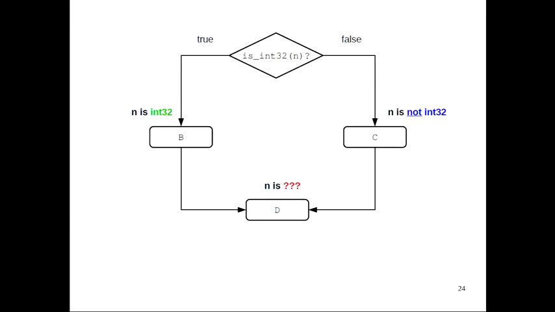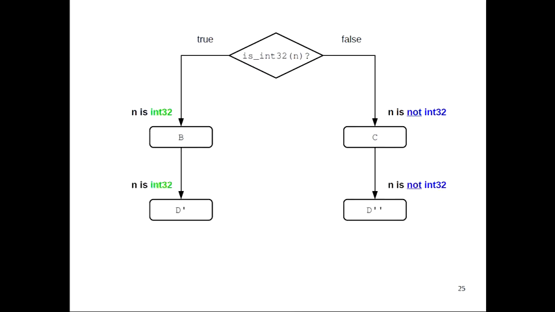So the idea of basic block versioning is that we can basically do tail duplication based on the types. If we duplicate the block D into two versions, D prime and D double prime, we can separate the control flow so that we have a block D where we know that n is int32 and one where we know that n is not int32.